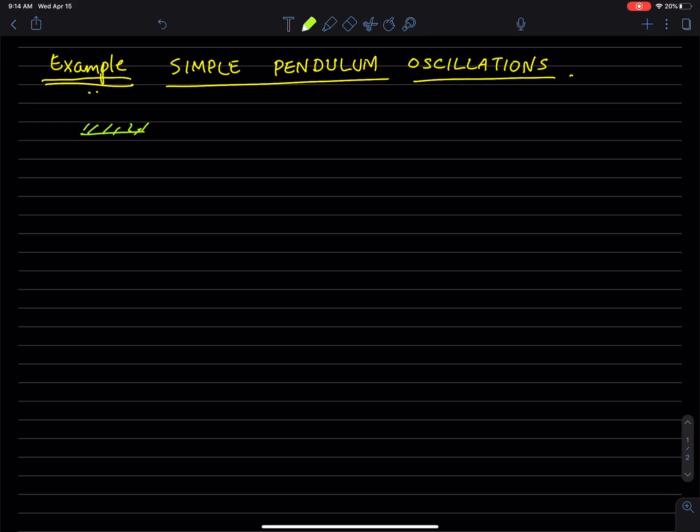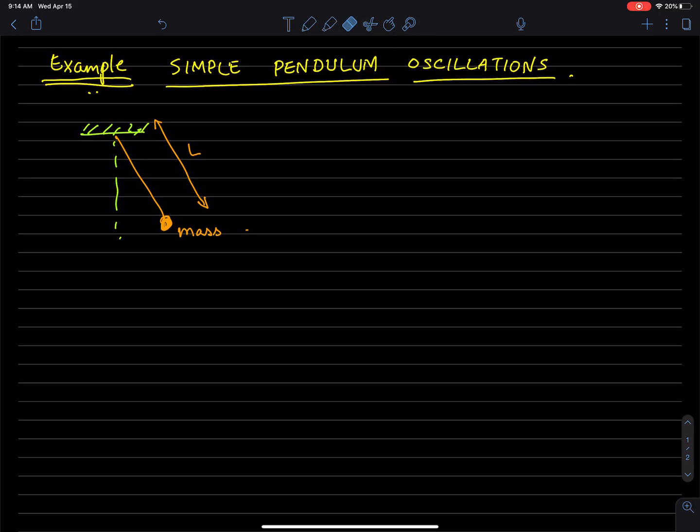Here we have the ceiling, this is the vertical, and then the pendulum itself. So let's say this is length L, mass M, and then of course gravity g, and you can derive the equations that govern the simple pendulum. I'm not actually going to do this right now. I'm just going to write the equations of motion directly.